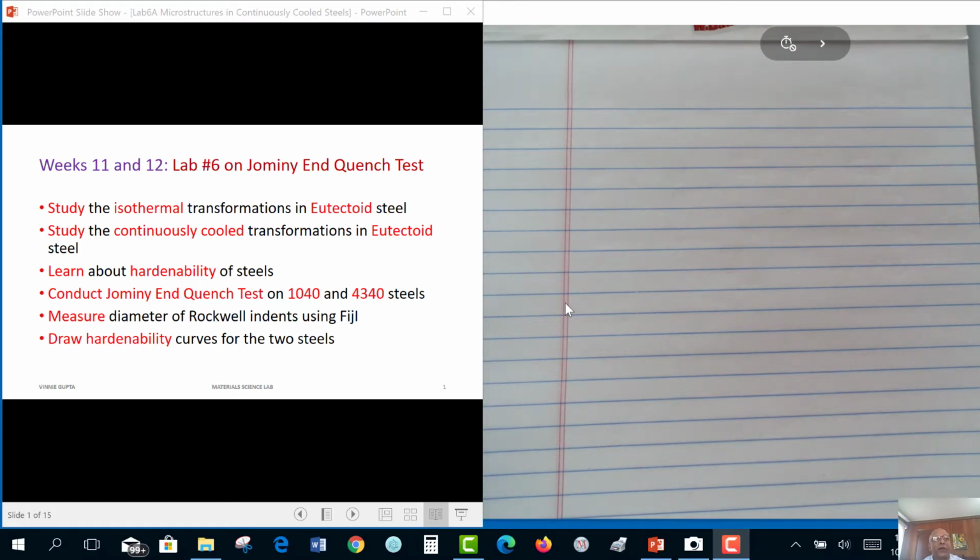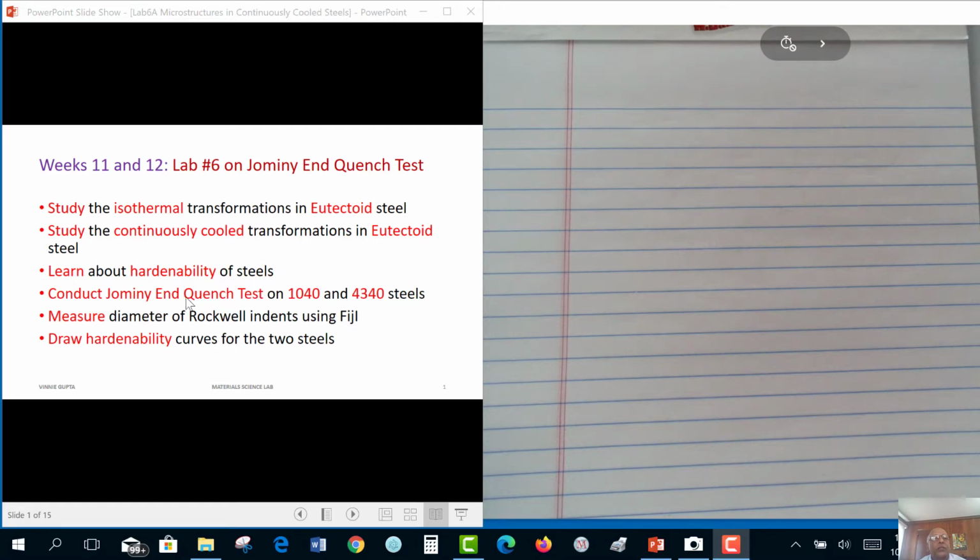So, in weeks 11 and 12, we are going to do our last lab, number 6, on Jominy end quench test. So, here is the big picture. We are going to study isothermal transformations in eutectoid steel. Then we will see what microstructures we get when we continuously cool that eutectoid steel. And we'll learn about hardenability, another property of steels.